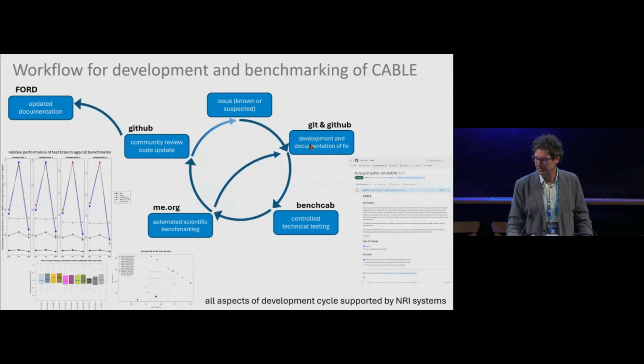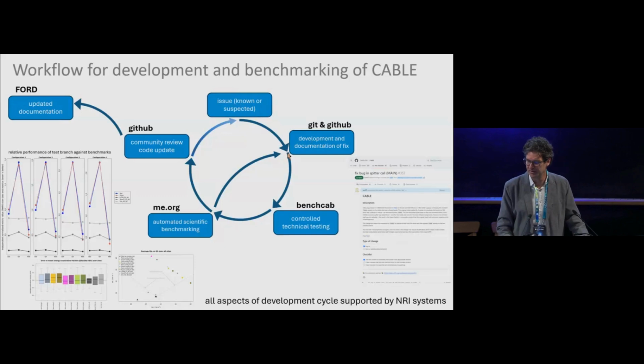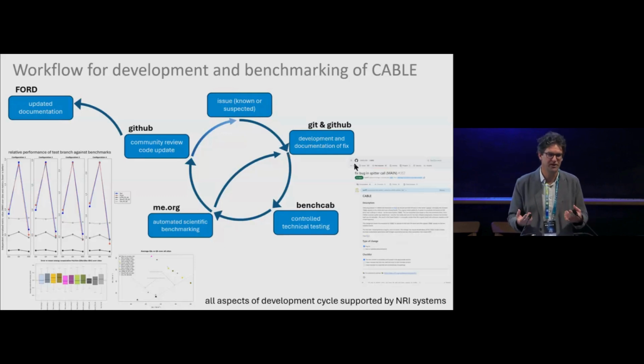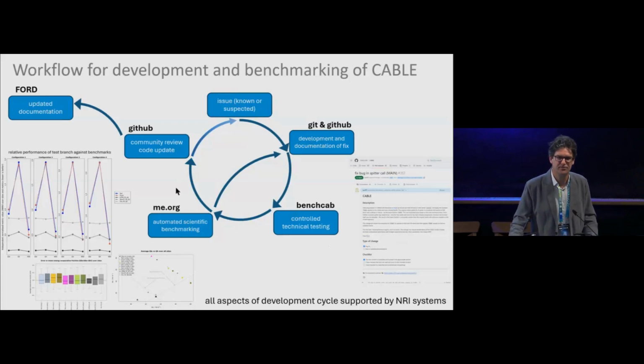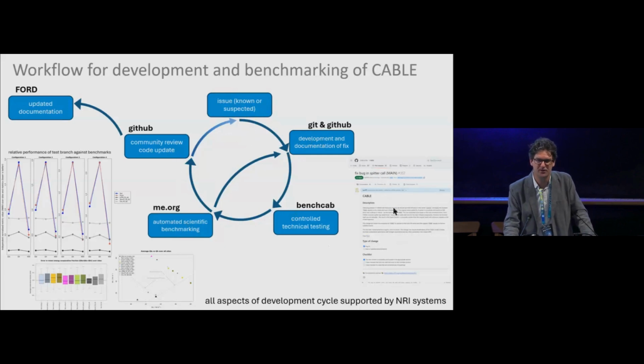But then when that fix was made, it wasn't just put there and left. It went through BenchCab and me.org, so ways to evaluate and test what was going on, and it went through community review, and finally it was complete. So this is an example. I mean, it sounds like a small thing, but it's something that couldn't have been done before transforming CABLE into GitHub. I don't think it can be done under the old way that we used to run it.